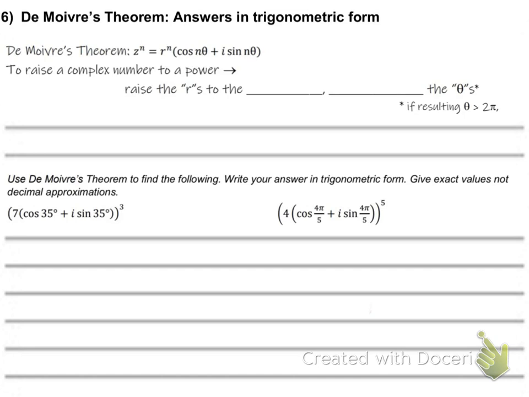Okay. So now we have a theorem called DeMoivre's, and I like to say it because I sound French, right? So if we can multiply and divide complex numbers, we can, of course, raise them to a power, okay? So when we raise them to a power, we raise the r's to the power, and we think about it as multiplying the thetas, but we're going to multiply the thetas by the power. And again, if the result gives us a theta that's bigger than 2 pi, we want to take out the rotations.